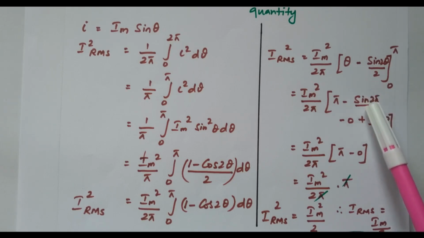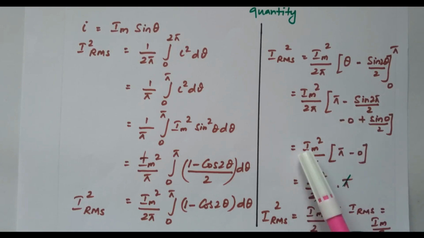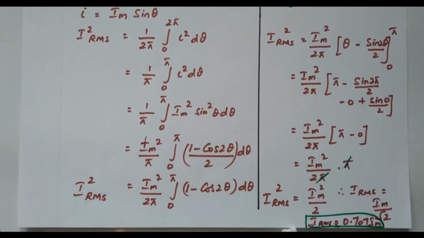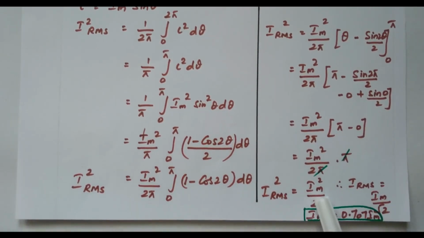So sin pi is 0, sin 0 is also 0. Only we have pi. So Im square divided by 2 pi, pi minus 0. That is Im square divided by 2, only pi is available. This pi got cancelled. Right. So what we have is Im square divided by 2.